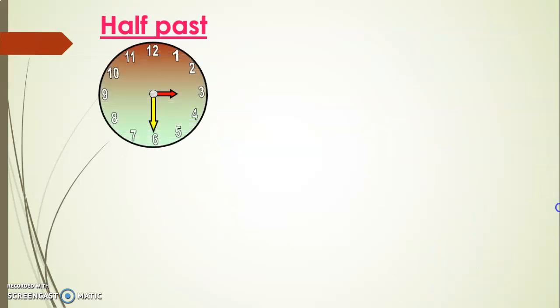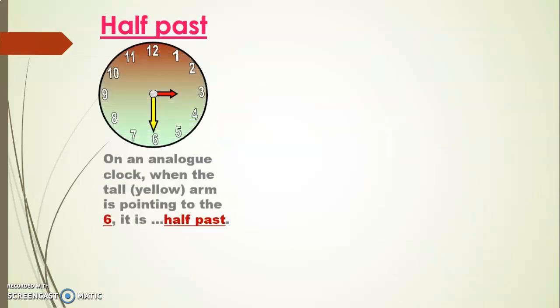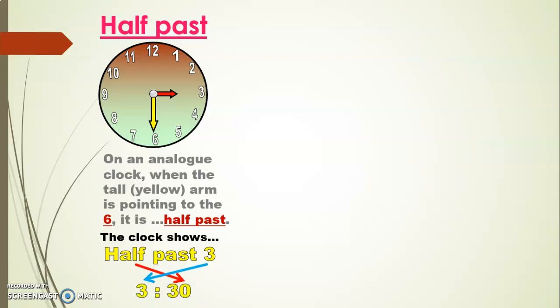The third part, which is half past. On an analog clock, when the tall or the yellow arm is pointing to the 6, it's half past, and the clock shows half past 3. How can I write it in digits? I cross the minutes with the hours, and it will be 3:30.